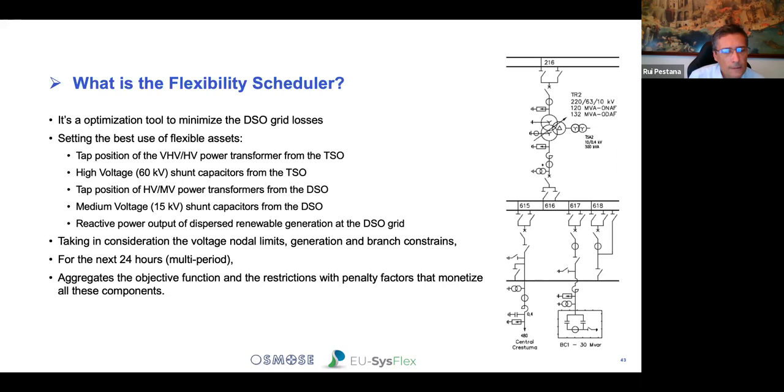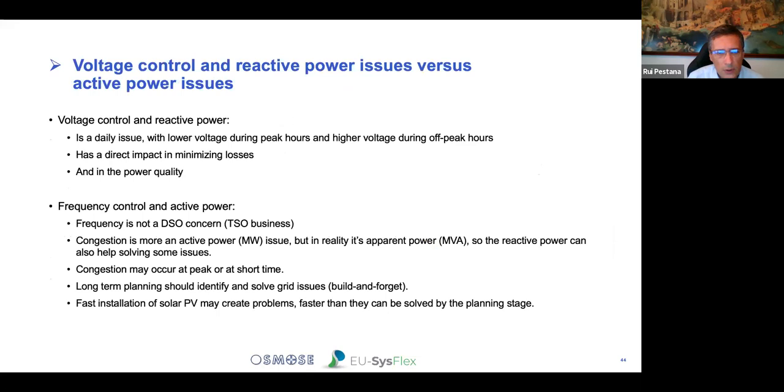So it's a multi-period. And also they aggregate the objective function, which is the grid losses, with the restrictions by using penalty factors, okay? This is really a smart way to do it, because they transform the hard constraints into soft constraints, and this allows the flexible scheduler optimizing tool to get a feasible solution, because the limits will be soft limits, and so it's much easier to have a solution. Okay, next slide. Okay, this was just pointing at the DSOs.